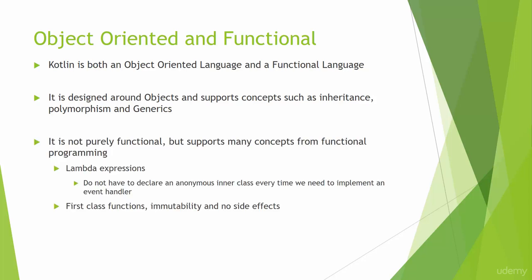It's not a purely functional language, but it supports many concepts of functional programming. Functional programming has things like lambda expressions, first-class functions, immutability, this concept of no side effects. So you don't have to necessarily declare anonymous inner classes every time you need to implement an event handler like you do in Java, especially with Android apps. For those of you that created Android apps, we all know these anonymous inner classes for event handlers. You don't have to do that in Kotlin because it's functional. You can pass blocks of code that represent functions. And so it reduces the amount of anonymous inner classes that you need.